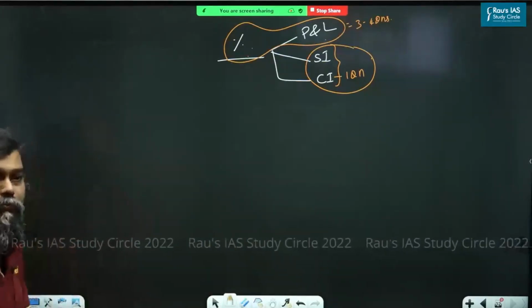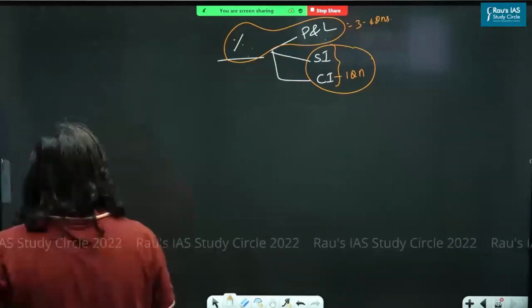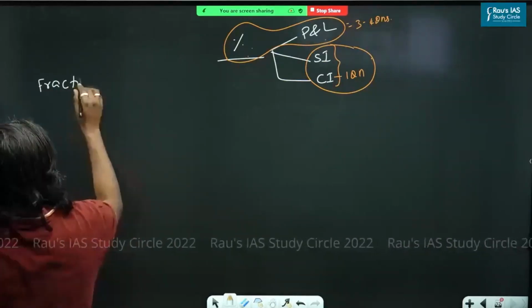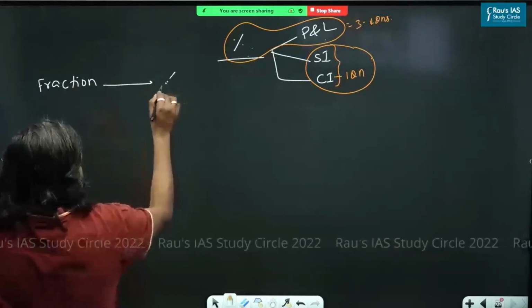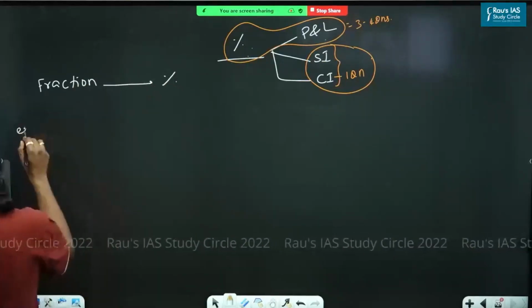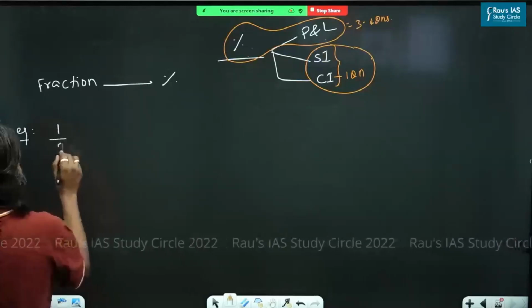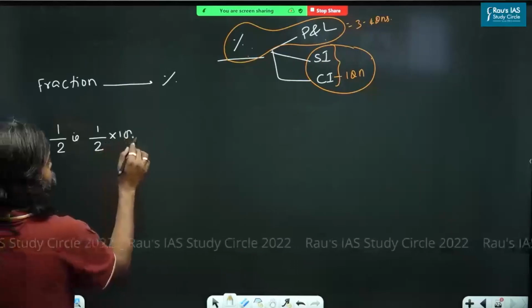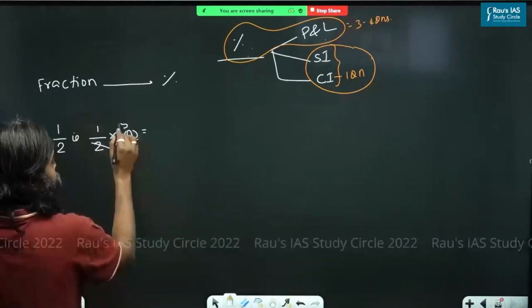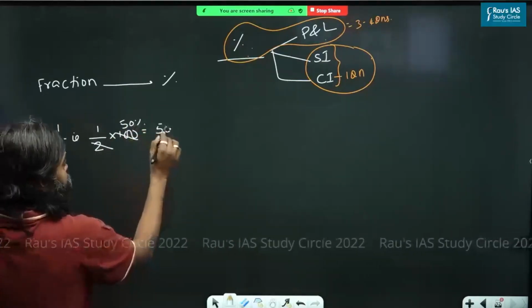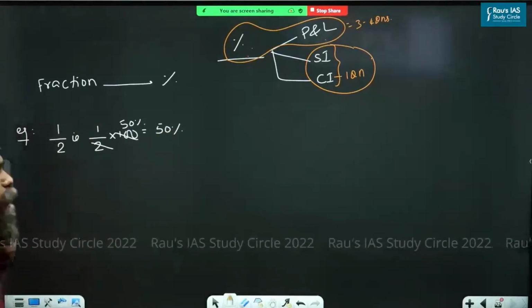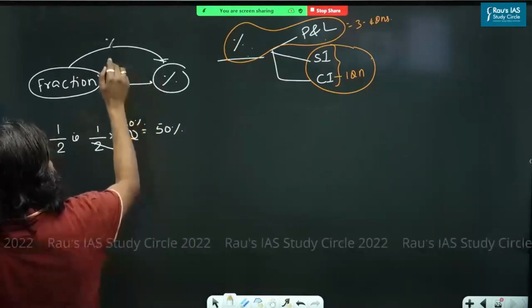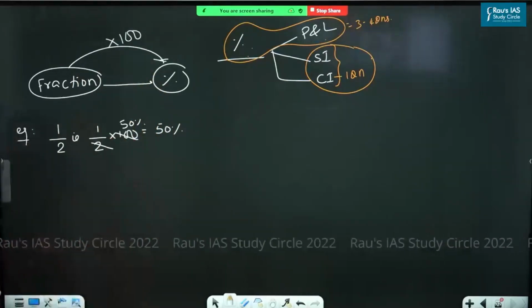So give me 10 to 15 minutes first. Then we will start the topic. So how can you convert a fraction into percentage? For example, 1 by 2. How can I convert this into percentage? Into 100. So I will get 50%. Understood, Abbas? That means if you want to convert a fraction into percentage, you have to multiply by 100.